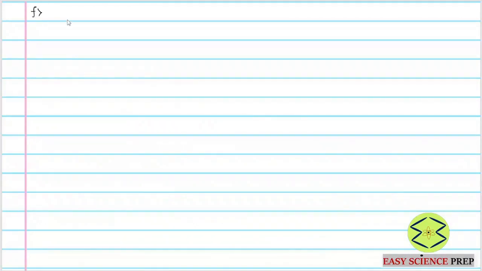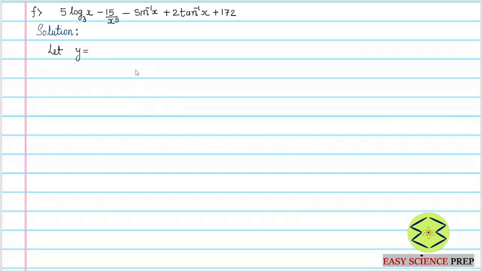That is f. So we have 5 log of x to the base 3 minus 15 divided by x raised to 5 minus sine inverse of x plus 2 tan inverse of x plus 170. Now we want to get the differentiation or derivative of this function. Okay. So if you look at this function, let me follow the same procedure. So let y equal 5 times log x to the base 3 minus 15 by x raised to 5 minus sine inverse of x plus 2 tan inverse of x plus 170. Please remember, you have to simplify this function in order to differentiate it.